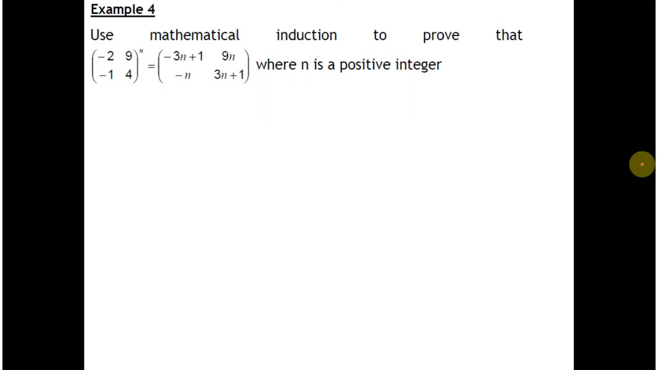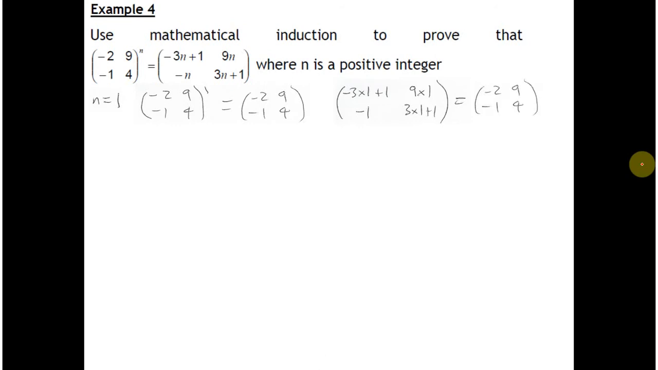So in this example, we're trying to prove that the matrix (-2, 9; -1, 4) all to the power of n equals the matrix (-3n+1, 9n; -n, 3n+1). So we start with the n = 1 case. The matrix (-2, 9; -1, 4) to the power of 1 is clearly (-2, 9; -1, 4). So the power of 1 just keeps it the same. (-3 times 1 + 1, 9 times 1; -1, 3 times 1 + 1) also gives (-2, 9; -1, 4). So the n = 1 case is true.